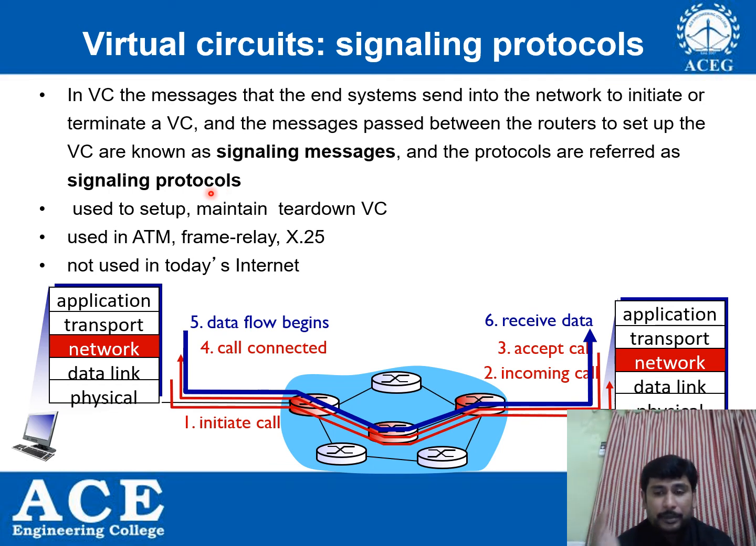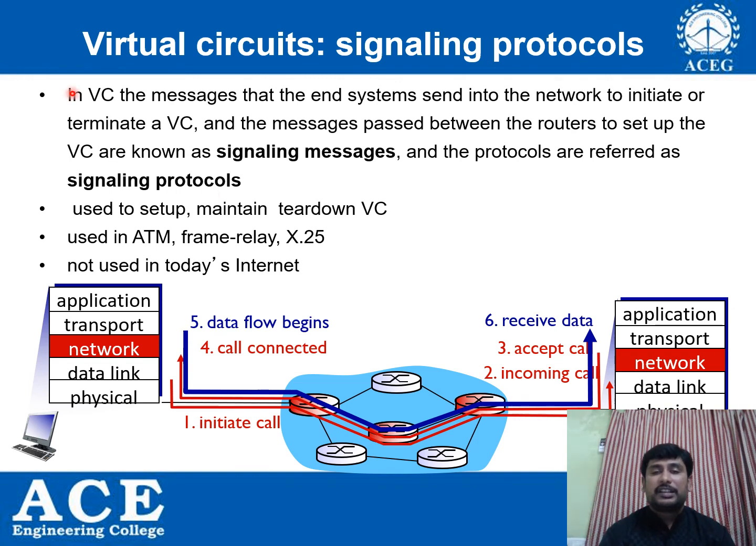So here between source and the destination, I have some intermediate routers. I exchange messages from the source through the intermediate routers to the destination for both establishment as well as connection termination. All this exchange of messages between the hosts and the intermediate routers, we are referring to as signaling messages, and the protocols used are referred to as signaling protocols, right?